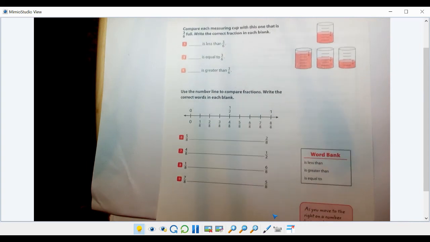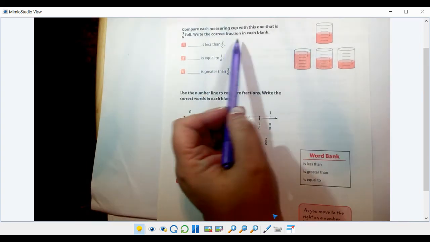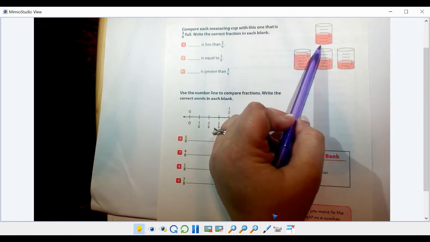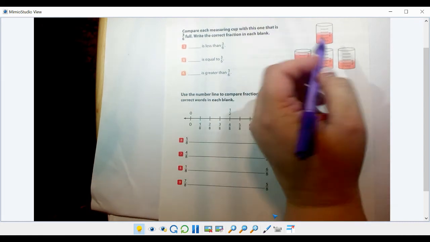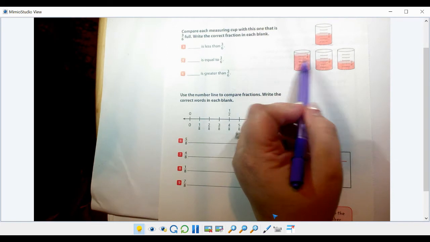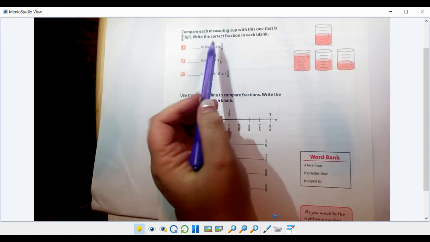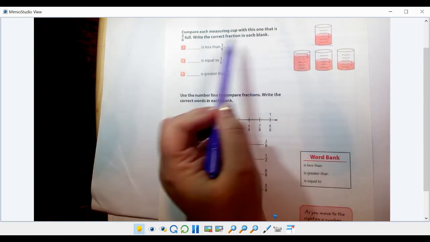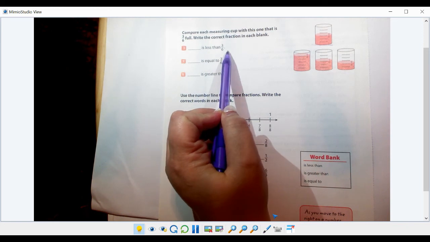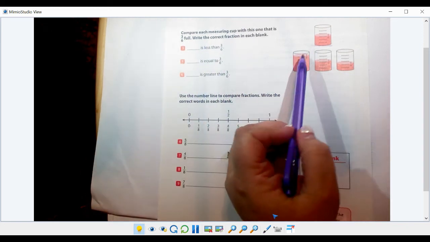On page 206, we're going to compare each measuring cup with this one that is 3/6 full. So this is the one that we're looking at, and we're going to compare these amounts to it. Write the correct fraction in each blank. Blank is less than 3/6. Well, let's look at our options.